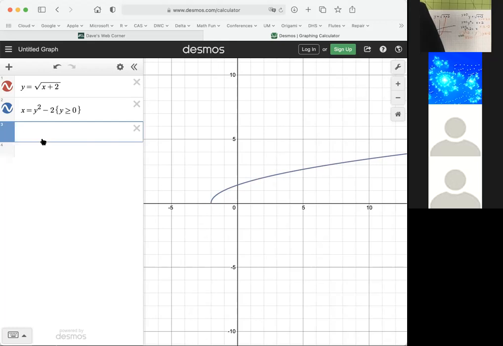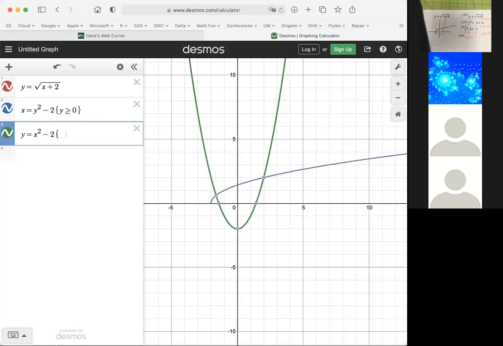Now let me switch the x's and y's. How about y equals x squared minus 2? That's a full parabola. But if I want to make the mirror image with this purple square root sign, I only want the part on the right. So instead of y greater than or equal to 0, I'll say x greater than or equal to 0. And that gives me just this side on the right.